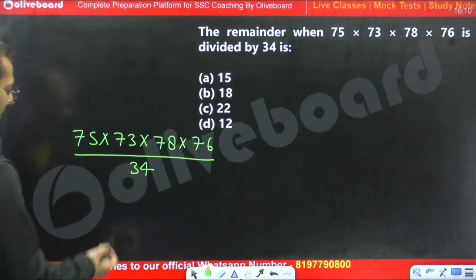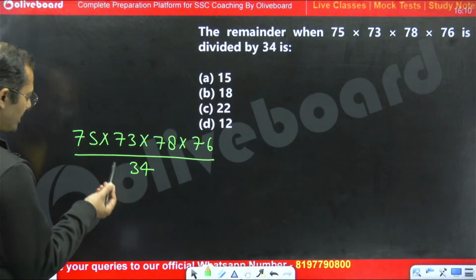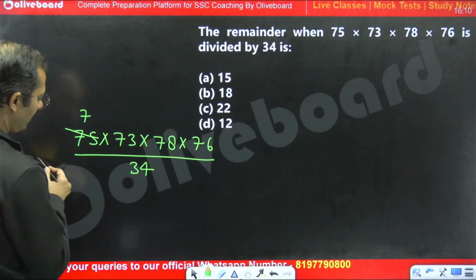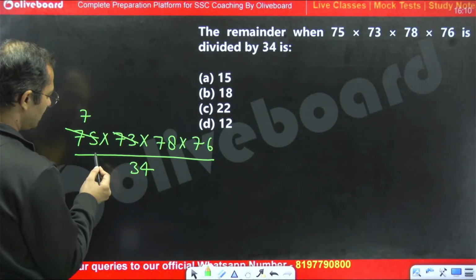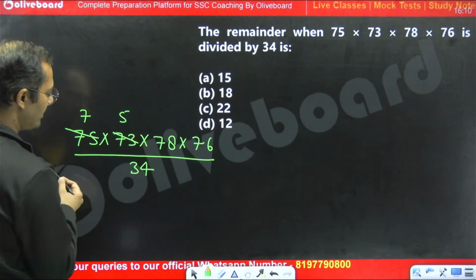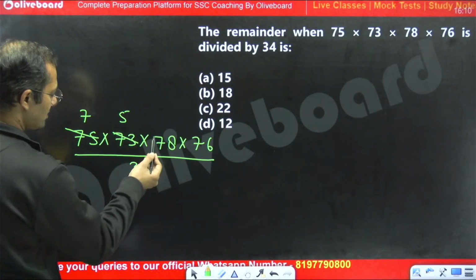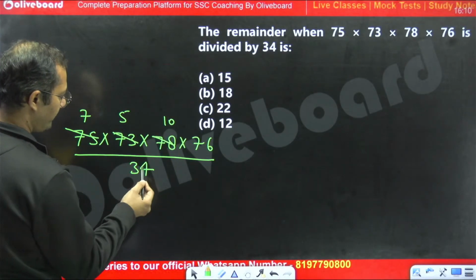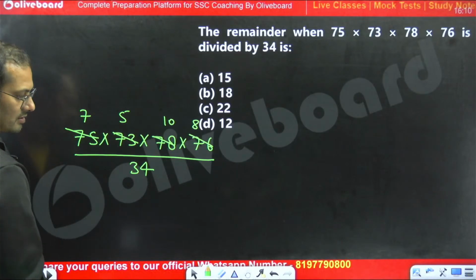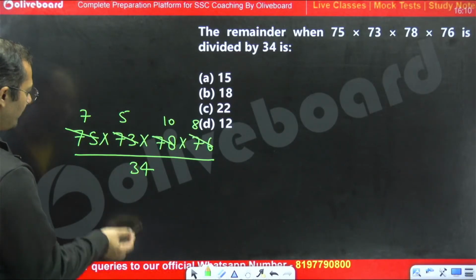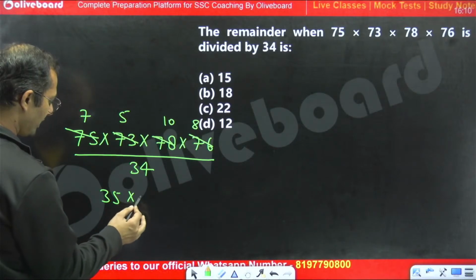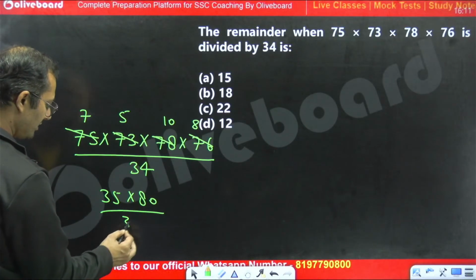See, 34 2s are 68. So simply we can say that 7 is the remainder. Here, 73 minus 68, so 5 is the remainder. And here 8 is the remainder. So simply we can say that 7 into 5, so 35 into 8, divided by 34.